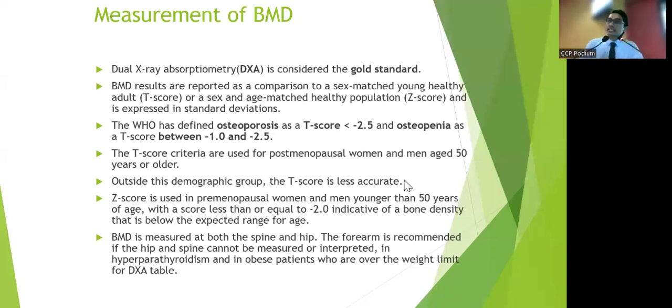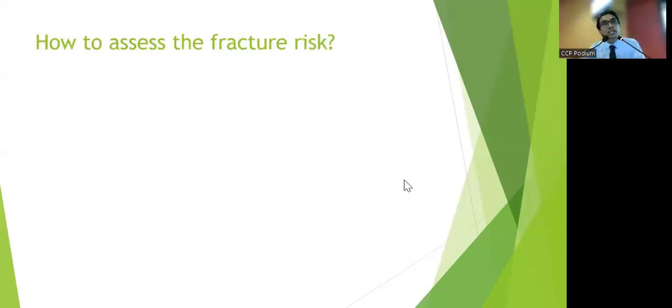Usually, bone mineral density is measured in the spine and the hip, but in some instances, we use the forearm, especially in overweight and obese patients who cannot simply get up to the DEXA table, and in patients with hyperparathyroidism, where the cortical bone loss is more pronounced than the trabecular bone loss. Bone mineral density by itself is not that accurate, so we need to assess the fracture risk as well, because even the osteopenic range can have fractures.